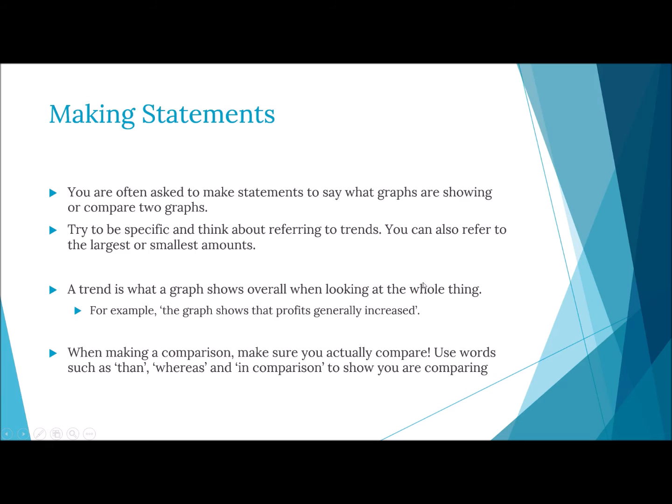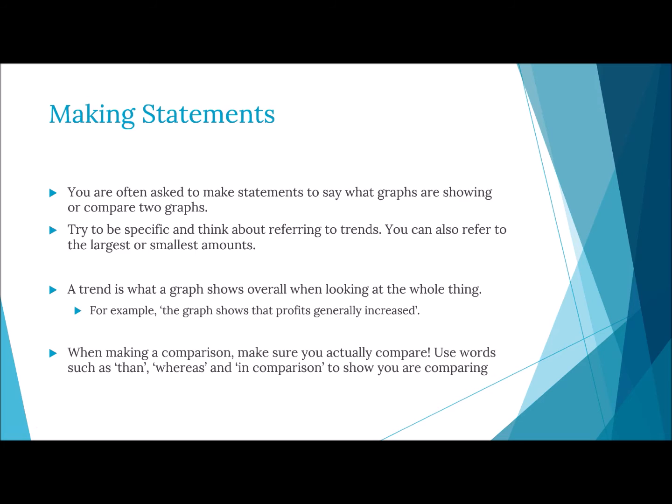So we've mentioned a little bit about statements, and I just want to go into a bit more detail on that. Often you're asked to make a statement to show what the graph is showing, or to compare 2 graphs. The way to make sure you get all the marks is to be as specific as you can, and think about referring to trends. You could also refer to the largest or smallest amounts. If you're not clear what a trend is, it's what the graph shows overall when you look at the whole thing.